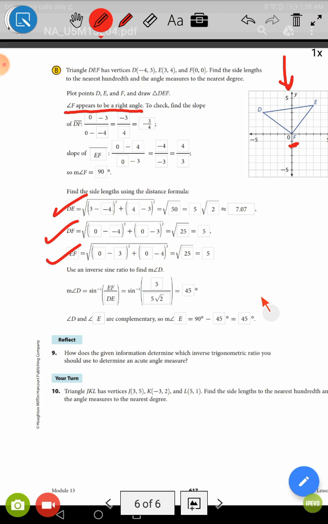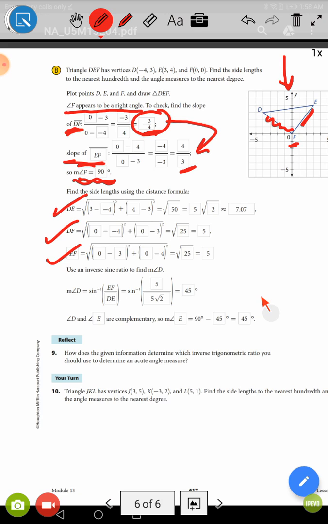How to check? We will find the slope of DF and the slope of EF. From here they are opposite reciprocals of each other. One is negative 3 over 4 and the other is 4 over 3. So they are perpendicular. So angle F is 90 degrees.